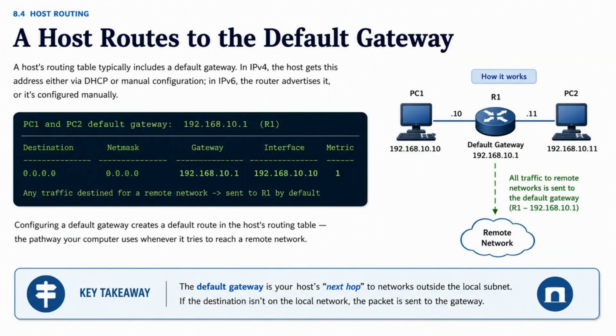A host routing table typically includes a default gateway entry, learned via DHCP or manual config for IPv4, or via router advertisement or manual config for IPv6. Walk the example on screen. PC1 and PC2 both point to 192.168.10.1, R1, as their gateway. Any traffic bound for a remote network goes there by default. This creates a default route right in the host's own routing table.